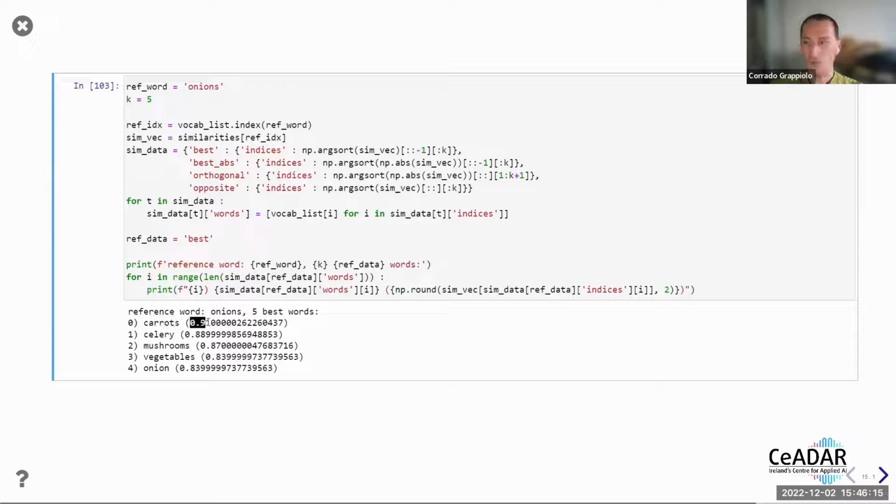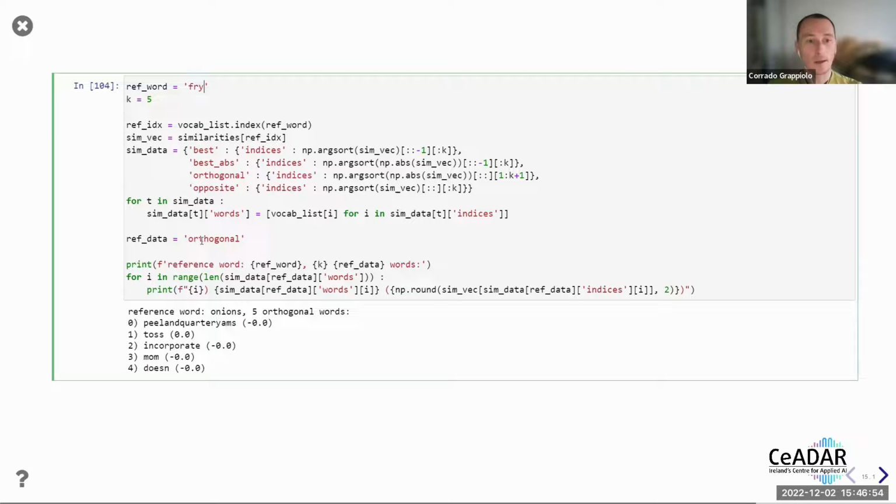So again, cosine is 1 when the angle is 0. You can see that onions is very similar with respect to the context to carrots, celery, mushrooms, vegetables, and onion. Like there's onion and onions that are very similar to each other. It's a bit surprising that carrots are more similar to onions than onion. But again, consider that we trained the network only for 5 epochs. We can go and look at the orthogonal words to onion, which are these weird words that are present in the training corpus. Or we can try other words.